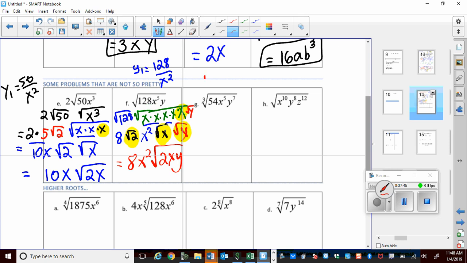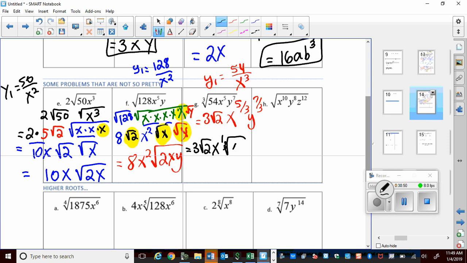So for g, I'm going to go to y1, put in 54 over the index, x cubed. But inside, I'm going to have x to the 5th, y to the 7th. So when I simplify this, you should have 3 square root of 2 as the simplified square root of 54. And then you have x to the 5th over 3 and y to the 7th over 3. So we're going to do this in a little bit different way, right? And this equals 3 square root of 2. And I'm going to ask myself, how many threes are in 5? There's only one. So it comes outside, but inside you get the cube root of x squared.